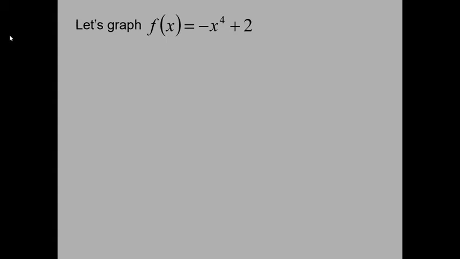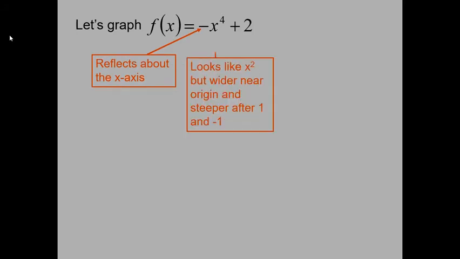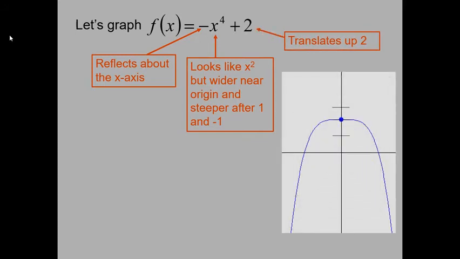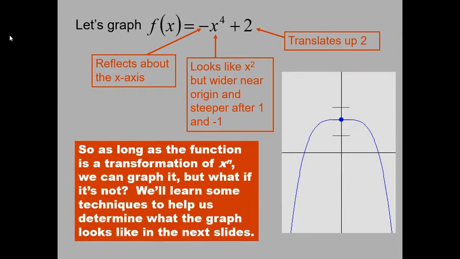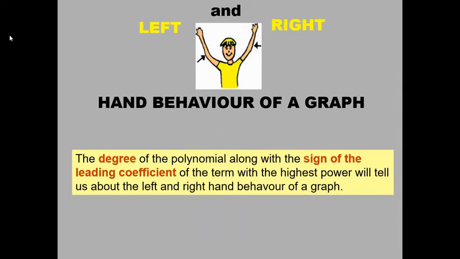Let's look at the graph f of x equals negative x to the fourth plus 2. Notice it reflects around the x-axis. It looks like the x squared, but wider near the origin and steeper after 1 and before -1. Translates up 2. So this is what our graph would look like. So long as the function is a transformation of x to the n, we can graph it. But what if it's not? We'll learn some techniques to help us determine what the graph looks like in the next slides.